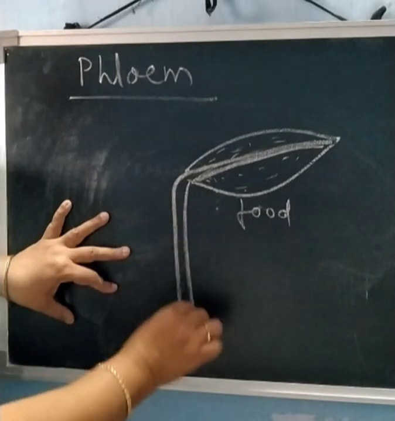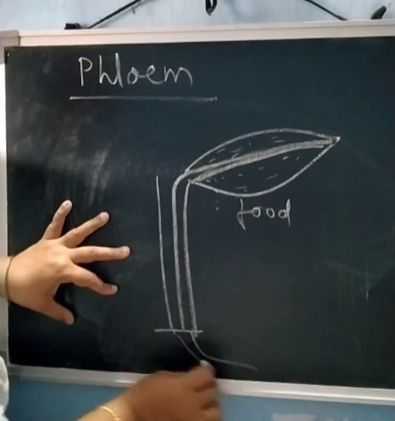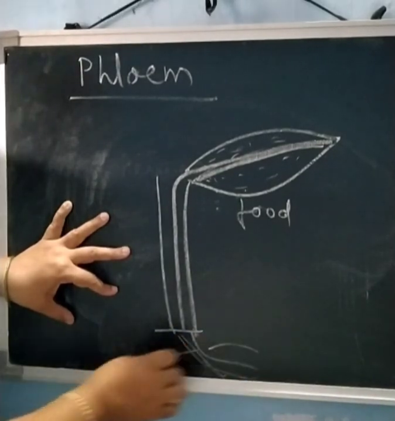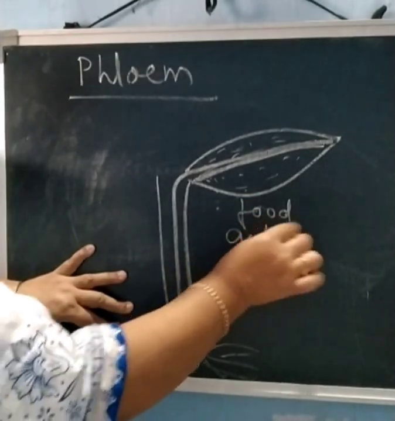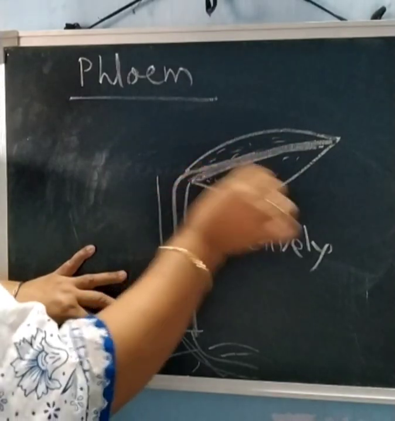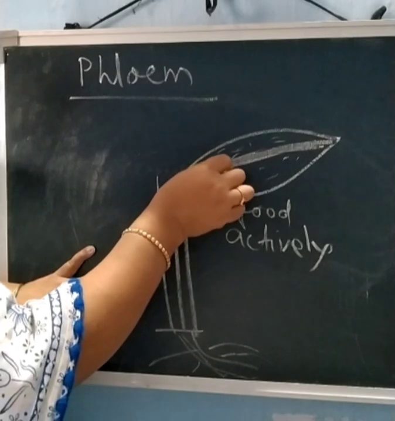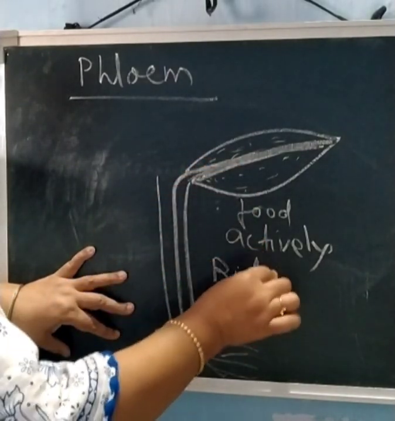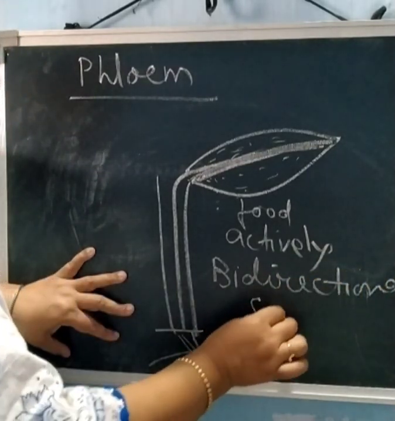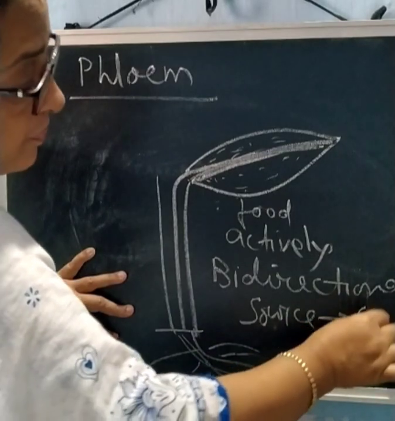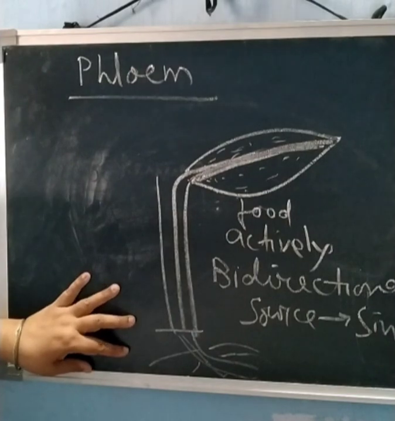And in this midrib also there is phloem, in the stem also there is phloem, and even under the soil the roots also have phloem. Okay. Now this food is first actively transported into the phloem, and then from here a bidirectional movement is followed, because bidirectional movement means source to sink, and a sink means where the food is stored, and source means where the food is formed.